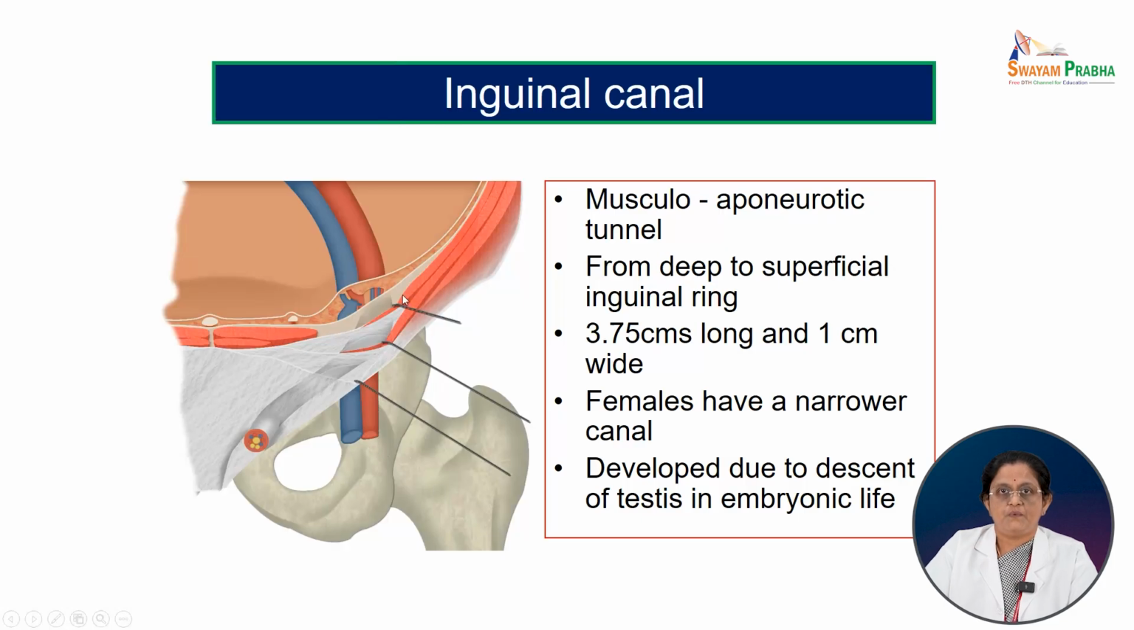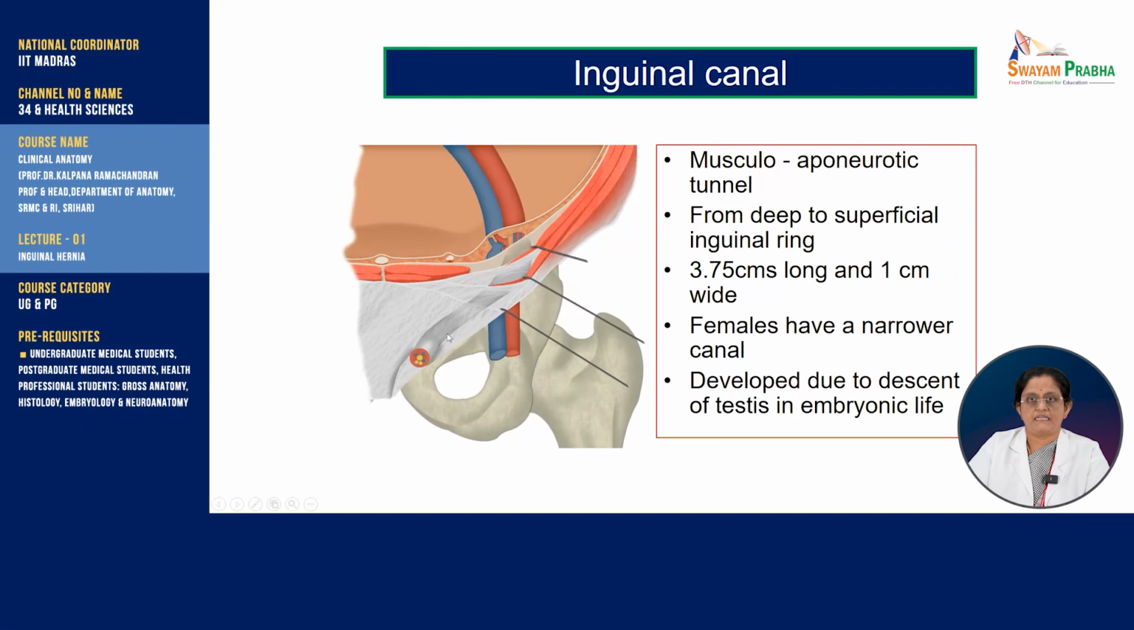So, the inguinal canal is a musculo-aponeurotic tunnel. It is an intermuscular passage. So, it is going to extend from the deep inguinal ring to the superficial inguinal ring. It's about 3.75 centimeters long and 1 centimeter wide.